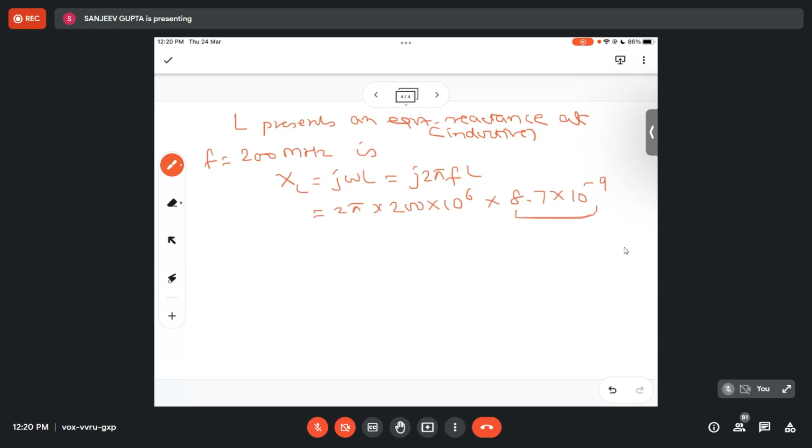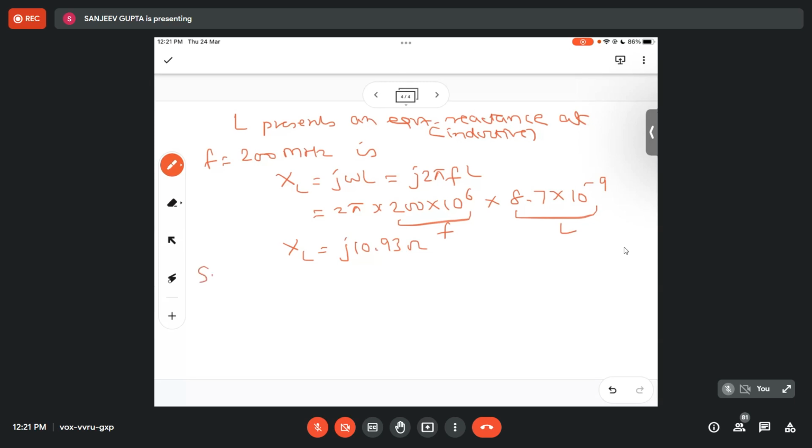So this is my L, this is my frequency. Everything I converted into Henrys and Hertz. So your XL, if you calculate, I got the answer with me, j10.93 ohms. That means it represents an inductive reactance. So this will be +j10.93 ohms on either side of the resistor.